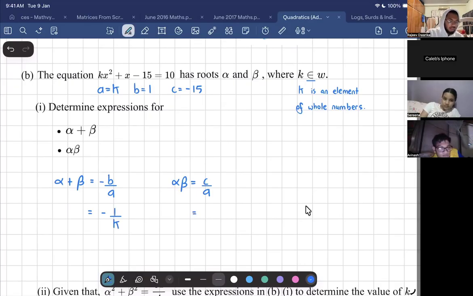I know it looks a bit confusing because you're seeing letters, but think of the letters as if it was a number. Then we have c over a. What is c? Minus 15. What is a? K. So minus 15 over K. Are you okay with this? Yes. Cool.